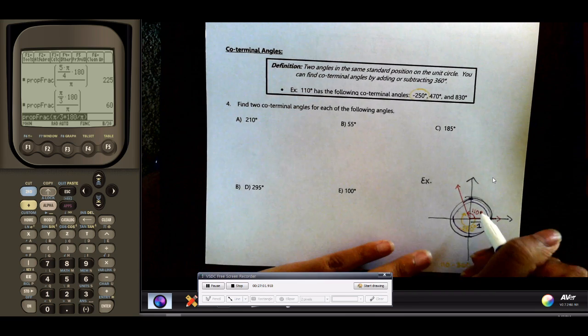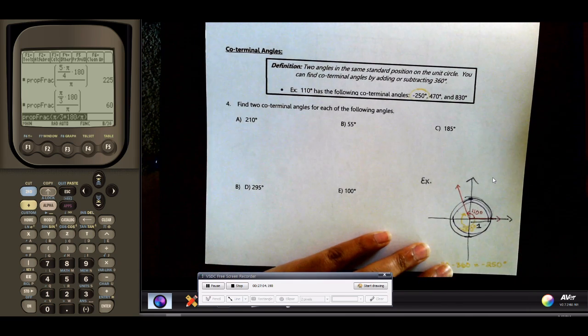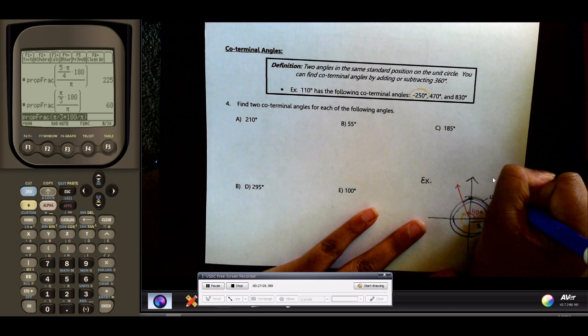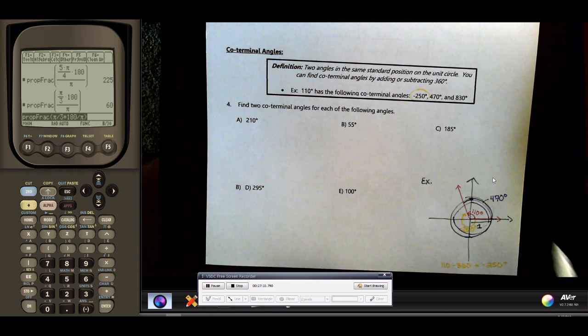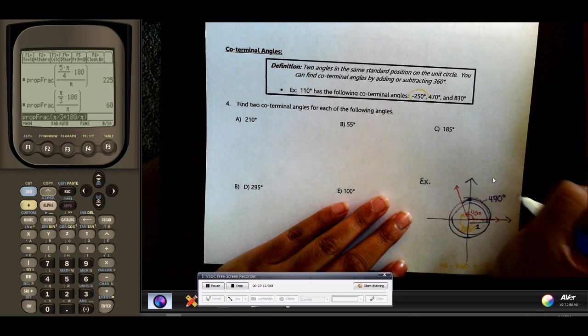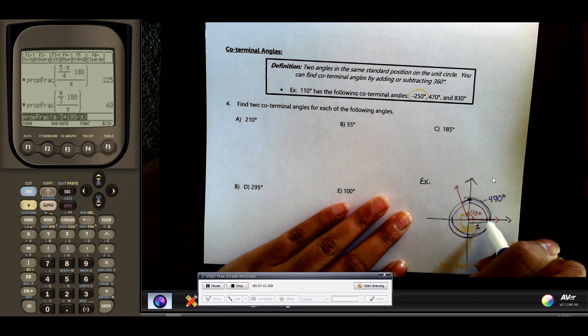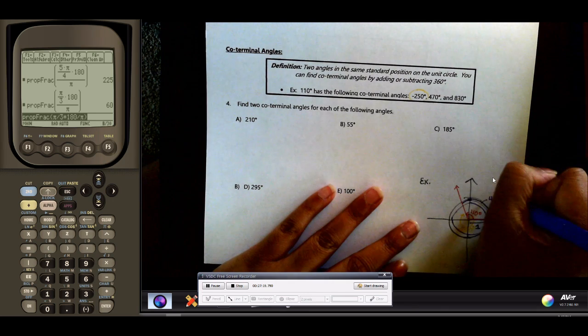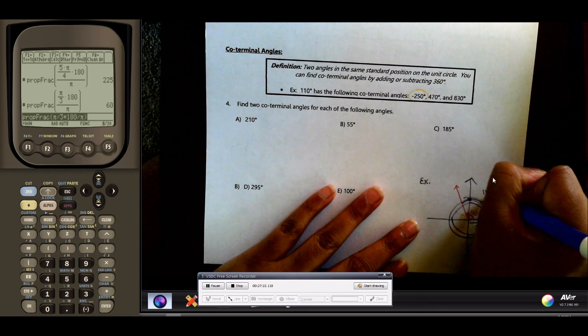And then we end up back at that same angle again, right? But we just went around an extra time, all right? So it's coterminal because we end up at the same angle. And the reason how we get it is we just added 360 because 360 is one full circle. So we went around one extra time and then we got to our angle, okay?